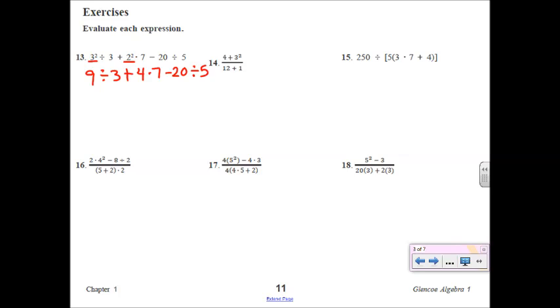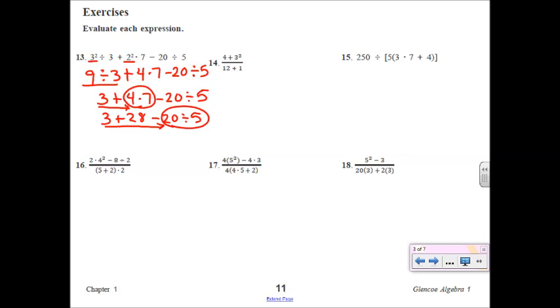After exponents comes multiplication and division, and just like in the last problem, we're going to work from left to right. So the first one I run into is 9 divided by 3, which is 3. And then the next multiplication and division I run into is 4 times 7, which is 28. And then the last one I run into is 20 divided by 5, and that's 4.